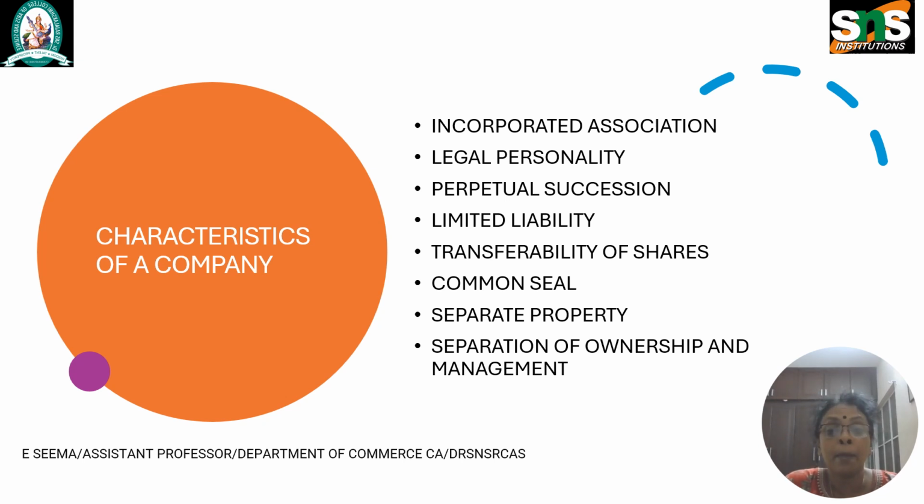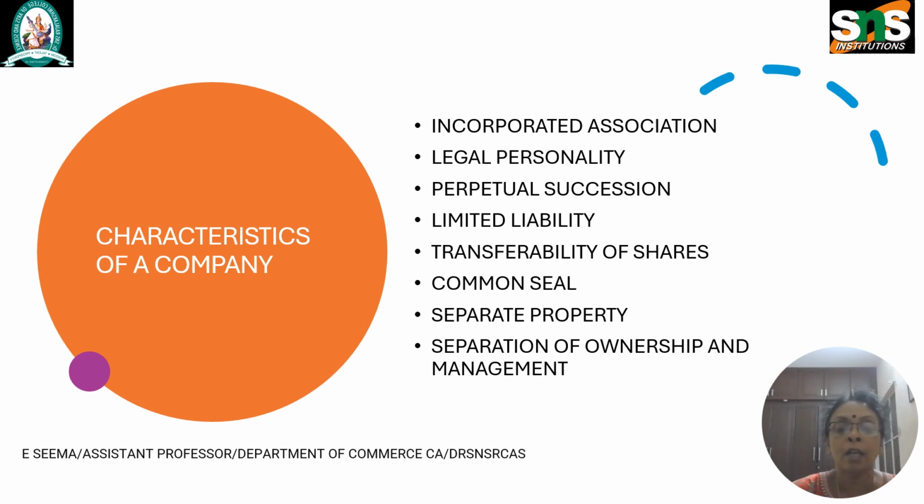These are the main characteristics of a company. Let us check them one by one again. Incorporated association, that is, a company should be registered. Legal personality, a company is an artificial person created by law. Then perpetual succession means a company has a continuous existence, that is, members may come and go, but the company should remain as it is. Limited liability, the liability of the members is limited to the extent of shares held by them. Transferability of shares. There are two types of companies, public company and private company. In the case of a public company, shares are freely transferable, but in a private company, shares are not freely transferable.